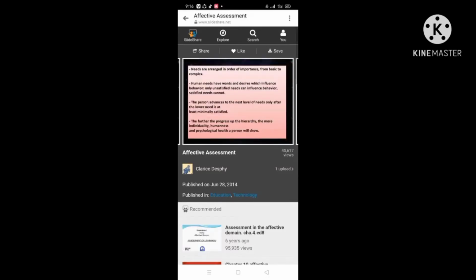Assumptions. First, needs are arranged in order of importance from basic to complex. Second, needs have wants and desires which influence behavior. Only unsatisfied needs can influence behavior. Satisfied needs cannot. Third, the person advances to the next level of needs only after the lower needs are at least meaningfully satisfied. Fourth, the more a person progresses up the hierarchy, the more individuality, humanness, and psychological health the person will show.